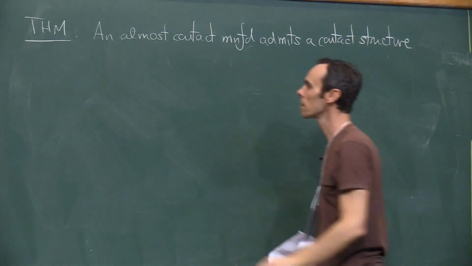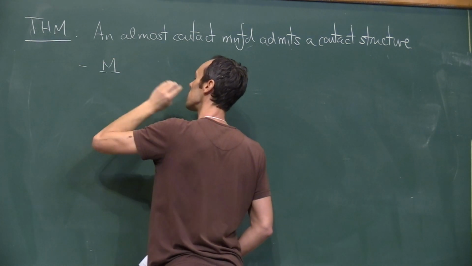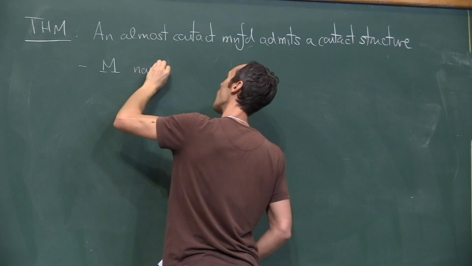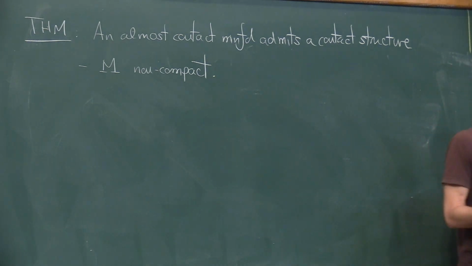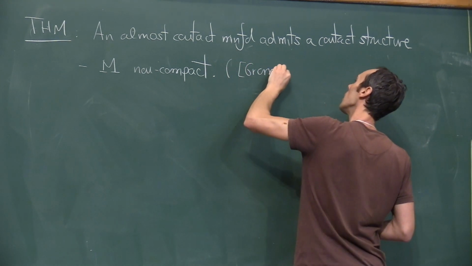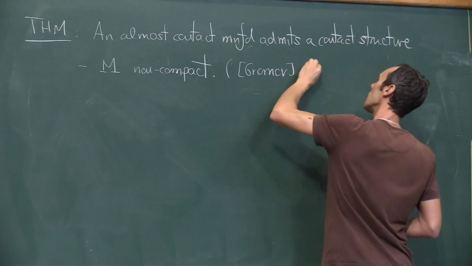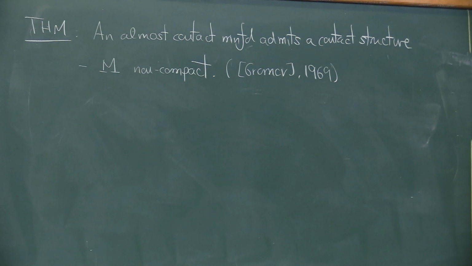Now, this theorem has a first part in which M is non-compact. The proof for a non-compact manifold follows from the work of Gromov, a result of Gromov in the late 60s. So people knew already that when you have a non-compact manifold which supports an almost contact structure, automatically it supports a contact form. Now, the very hard part is to prove this theorem for compact manifolds.